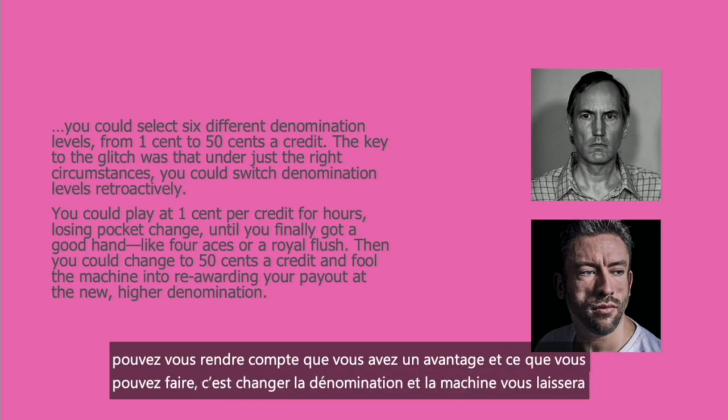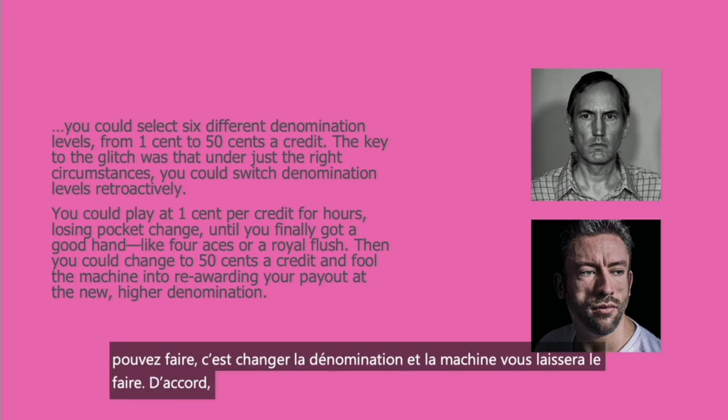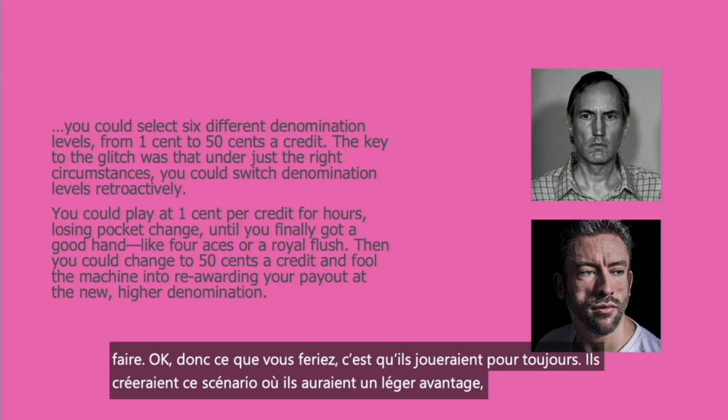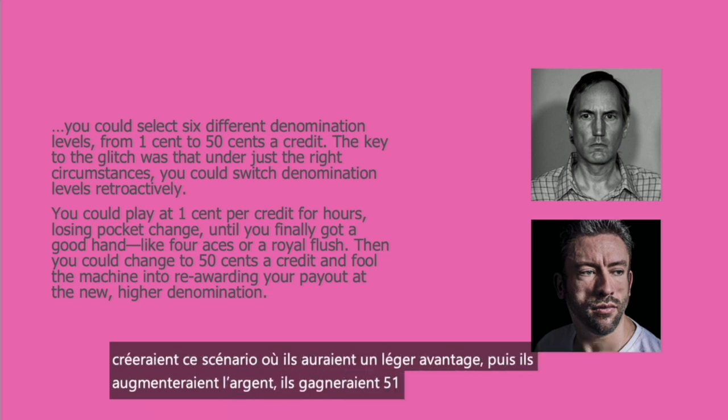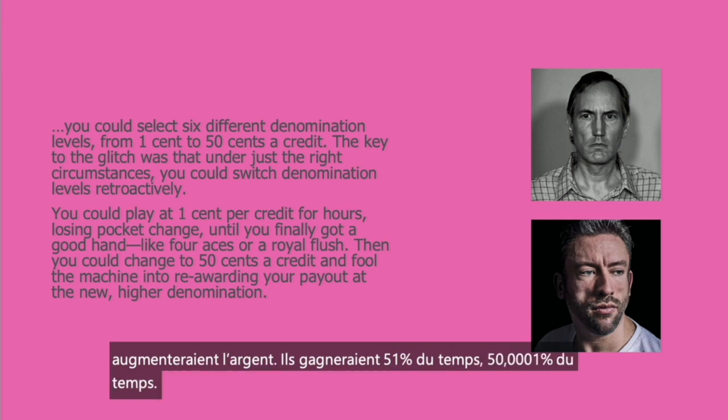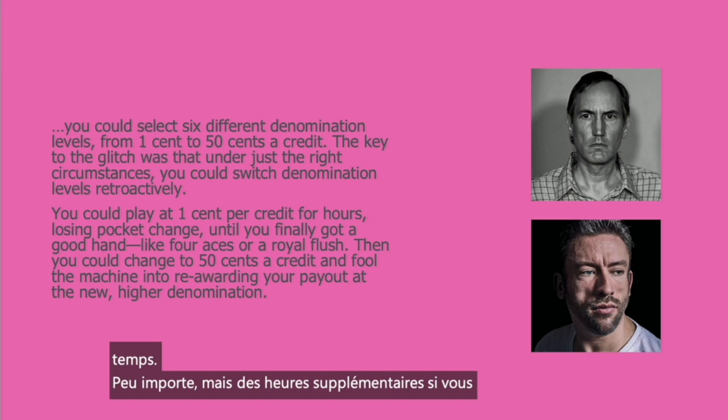So what he would do is play forever, create this scenario where he had a slight advantage, and then crank the money up. They would win 51% of the time, 50.0001% of the time, whatever. But over time, if you play it enough, eventually you get a positive return.